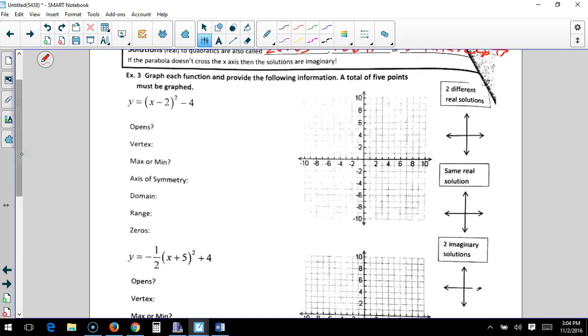So to graph each function, provide the following information. A total of 5 points must be graphed. So, open up or down? Up. What's the vertex? Negative 2, negative 4. I can put that on right now. Maximum or minimum? Well, if it's opening up, it's going to have a minimum. Axis of symmetry, x equals negative 2.